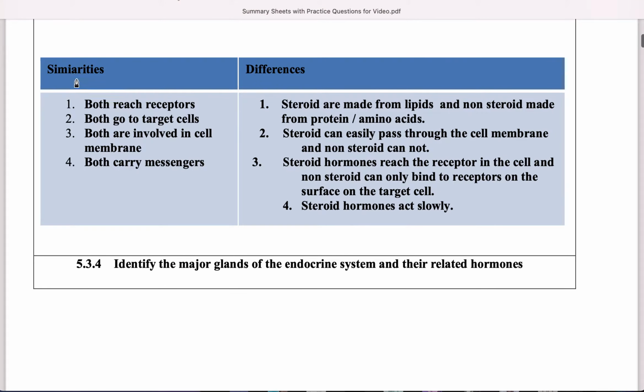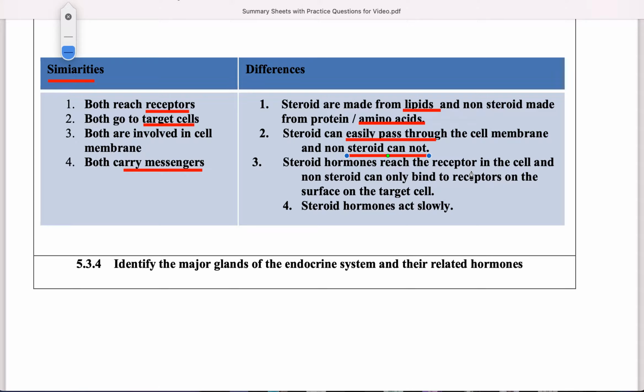What are the similarities between them? Both need receptors, as we discussed already. Both go to the target cells. Both have to cross the cell membrane basically, and both carry messages. What are the differences? Steroid hormones are mainly lipids, while the other ones are amino acids. The steroid hormones can easily pass through, while the non-steroid cannot.